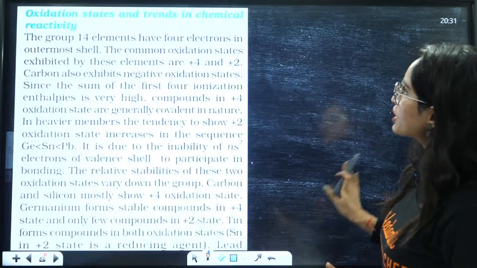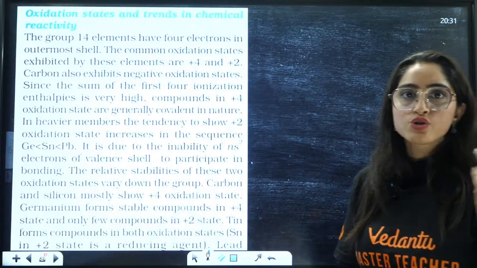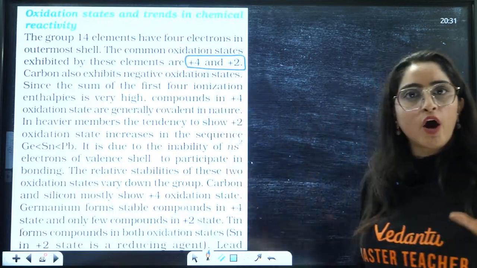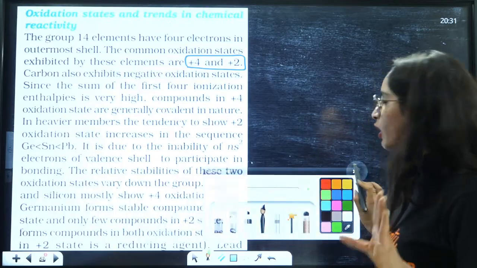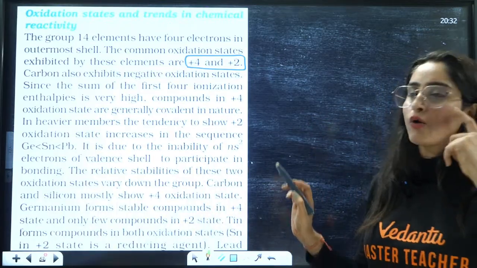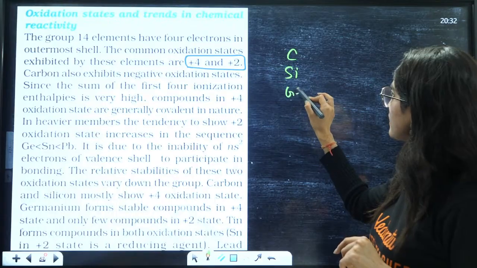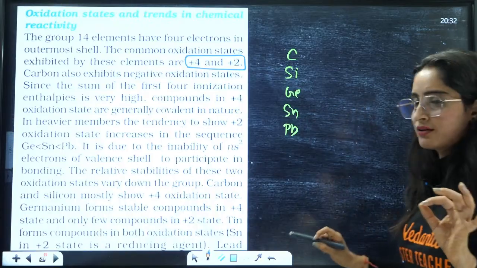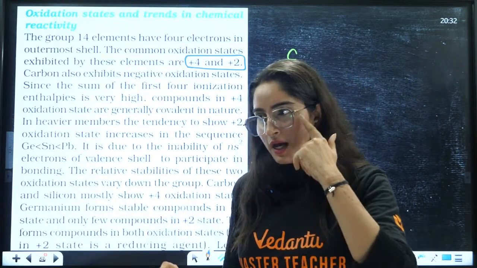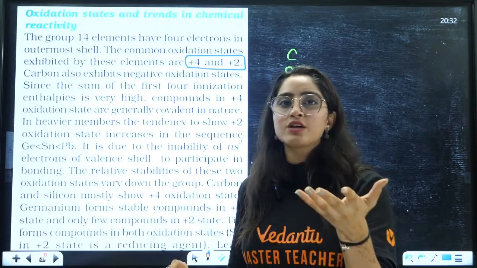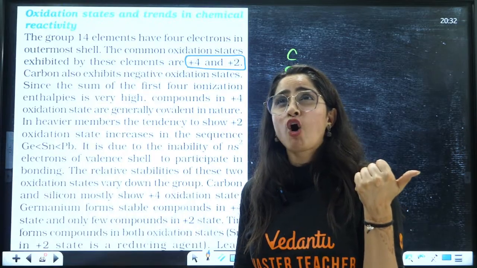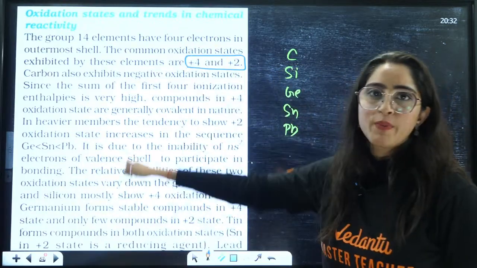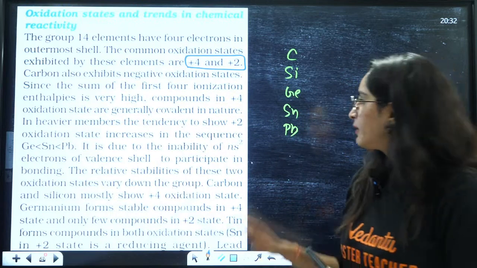Now let us do the oxidation states and trends in the chemical reactivity. So here we will talk about two oxidation states. First is +4 oxidation state, then you have +2. As I told you, lower oxidation state stability will increase down the group. So a very, very important question is asked from here. Repeatedly they have asked you a question regarding lead and tin, which is a good oxidizing agent, reducing agent. That is from this paragraph, right? Okay, so now let us see that.